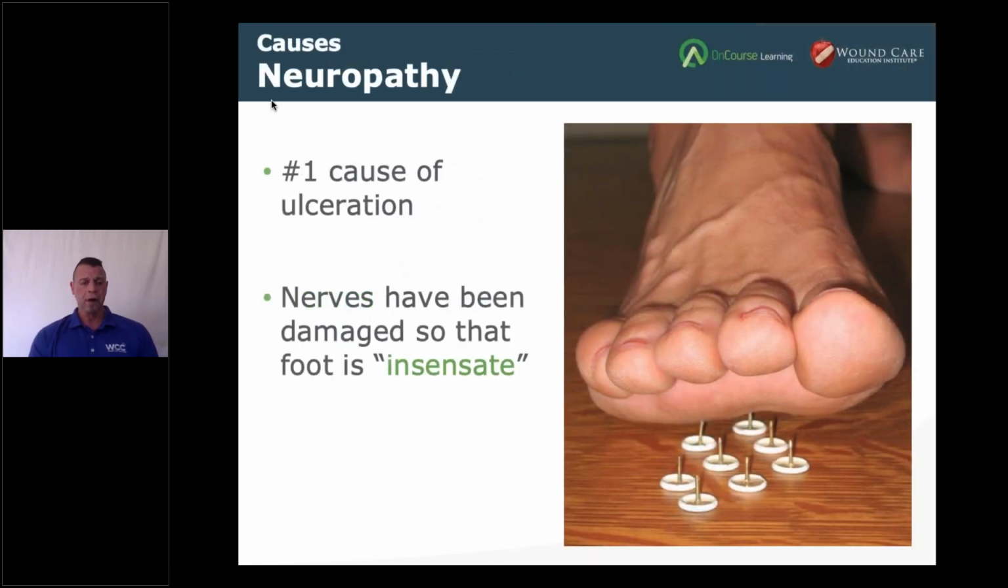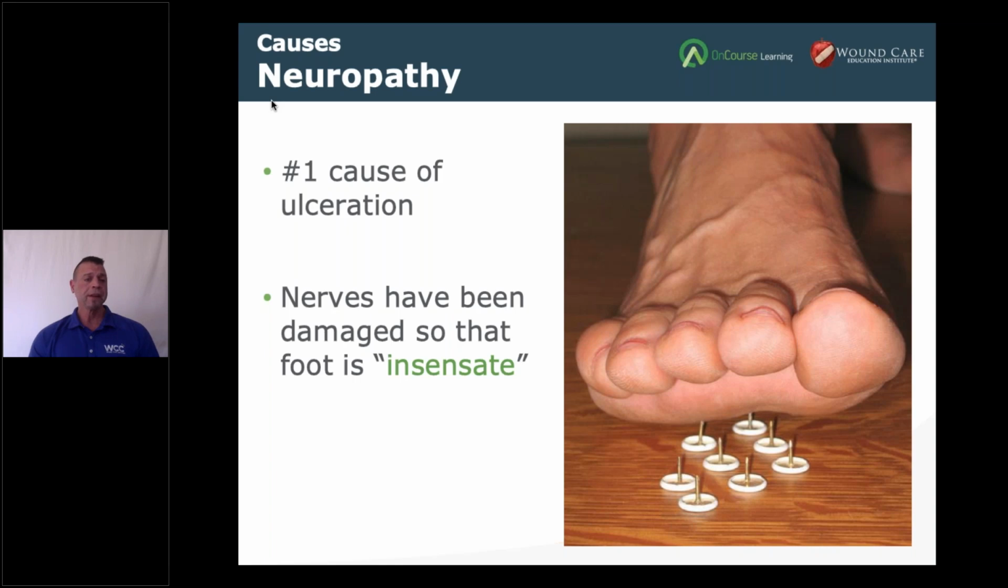Probably the number one cause, of course, is neuropathy, okay? This is where the nerves have become so damaged the foot becomes insensate. And this is caused by the hyperglycemia, which attacks and damages those nerves down in their feet, so they lose the ability to feel pressure. They can no longer feel pain.